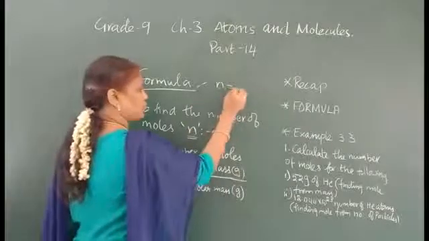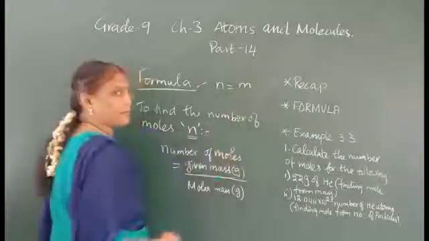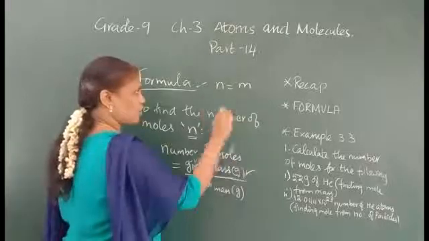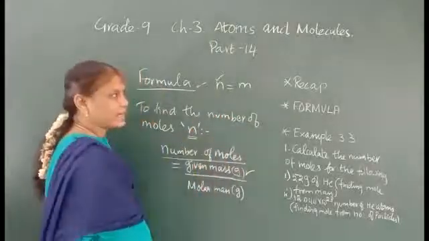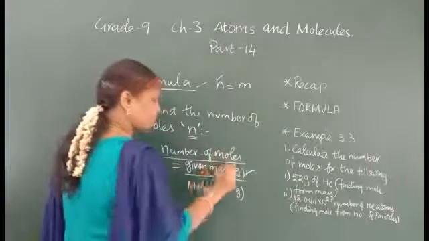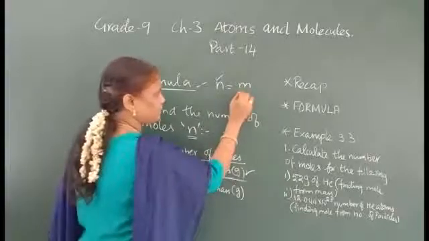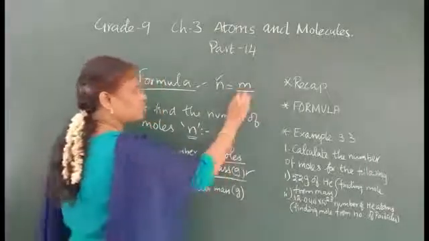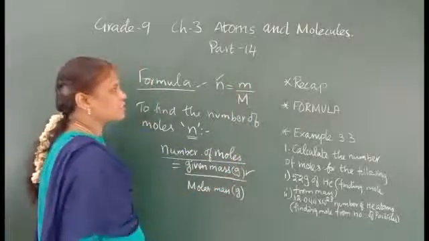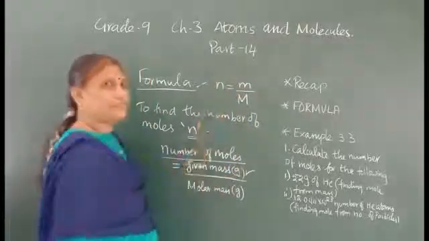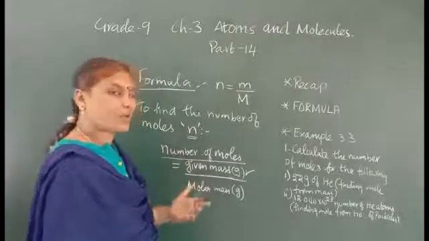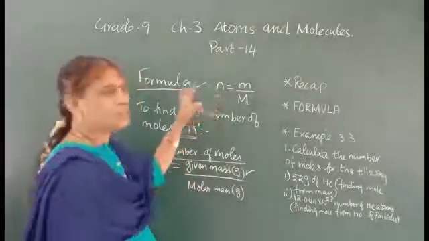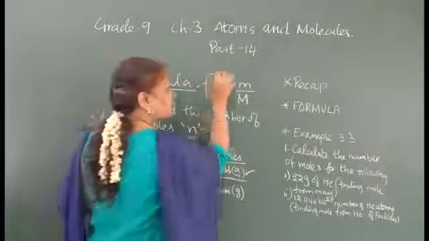n is equal to given mass, small m. n is what? Number of moles. Given mass is small m, by molar mass is this. So what is the formula for finding? If the mass of the substance is given and we have to find the molar mass, then the number of moles can be determined by using this formula.